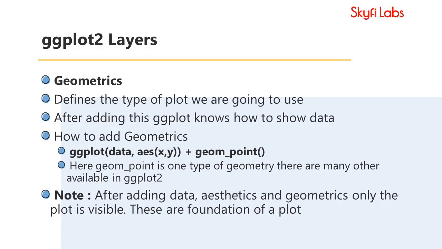Next is geometrics. Geometrics defines the type of plot that we are going to use, like line chart, bar graph, dot plot, etc. It is the defining layer for graphs. Only after adding geometrics, we will be able to visualize the graph. Geometrics are the separate functions by themselves. So, we will add geometrics by adding a plus symbol between ggplot and geometrics. For every graph, there is a unique geom function. Here we are using geom_point function, which is one of the available plots.